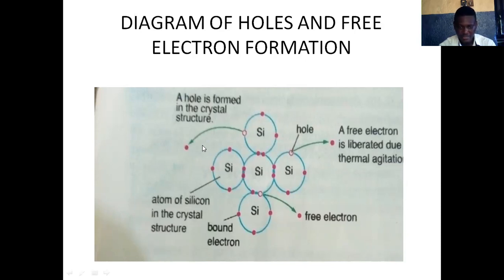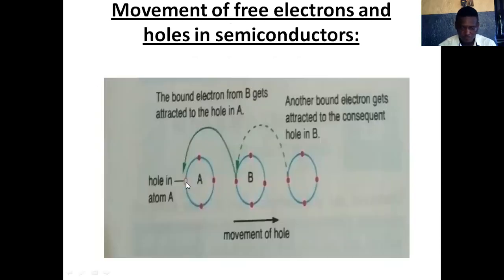So look at the diagram again. A hole is formed in the crystal structure, atom of silicon in the crystal structure. So it is temperature, increase in temperature that causes this effect. So without temperature, they behave more like what? An insulator. But if the temperature is sufficiently increased, let's say from room temperature or further increased away from room temperature, then this particular phenomenon is achieved.